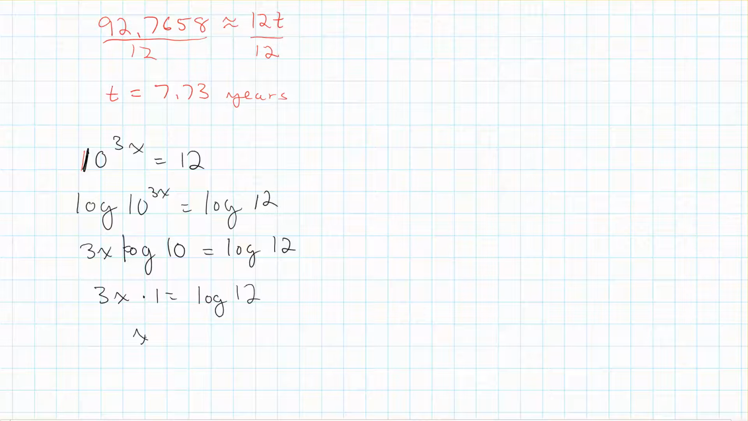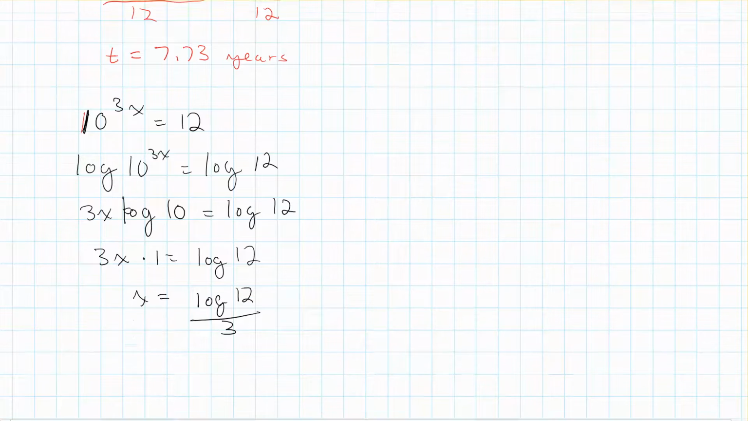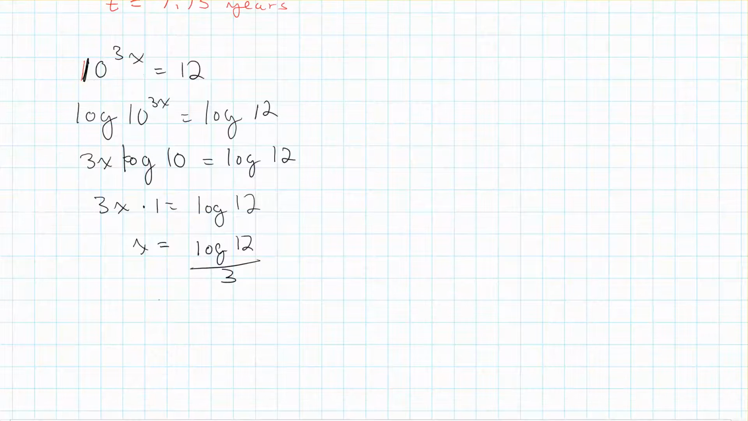which of course just dividing both sides by 3 gets you x is equal to the log of 12 divided by 3, which of course is the exact answer. And then if we wanted to get a decimal approximation, we would just do the decimal approximation.